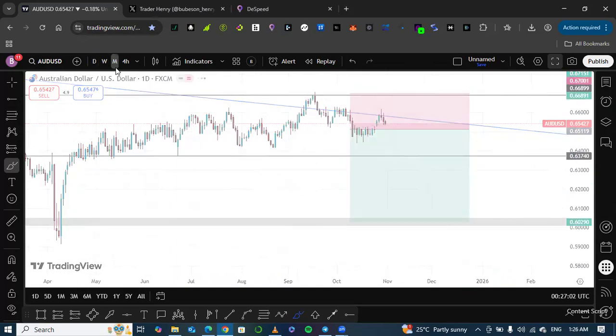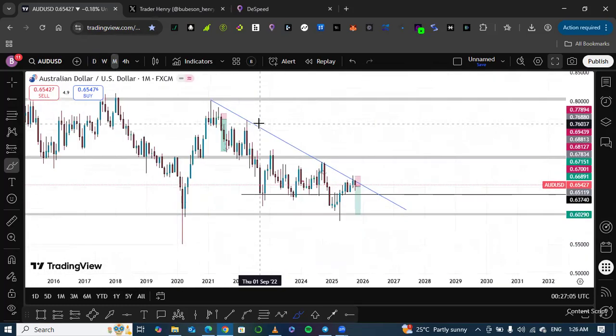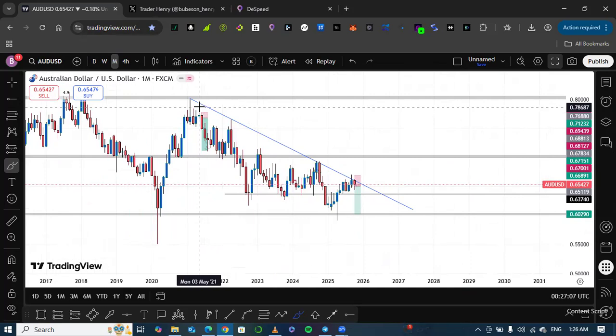So let's go over and analyze AUDUSD before we come and analyze the next pair. So, the monthly time frame. This one is very, very obvious and clean also. As you can see, it is currently on the fourth touch of a trend line.